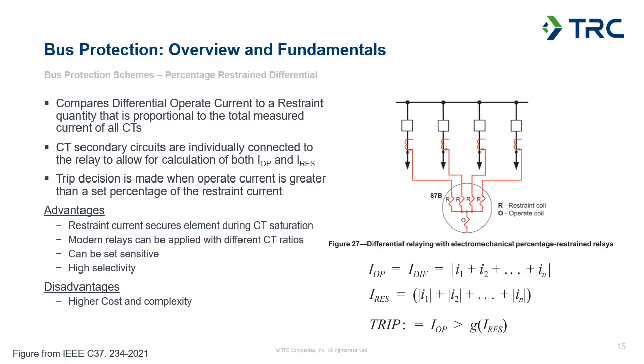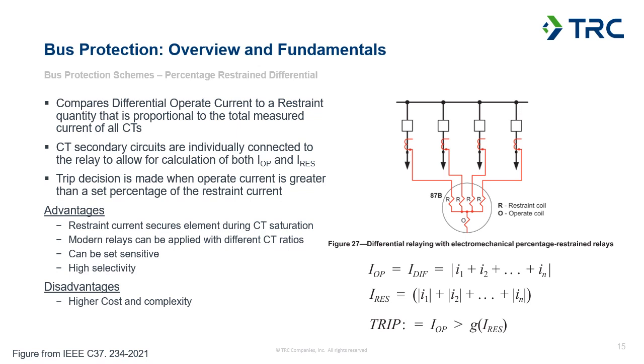So one way to overcome some of the security concerns that come with CT accuracy issues associated with a differentially connected overcurrent scheme is to provide a bit more of an advanced scheme called a percent restrained differential scheme. And this still operates on the same basic premise that you sum your currents together, whether it's through wiring or through the relay algorithm, digitally summing those currents, and you operate on that differential operate current. But what it does is it also adds a restraint quantity to it.